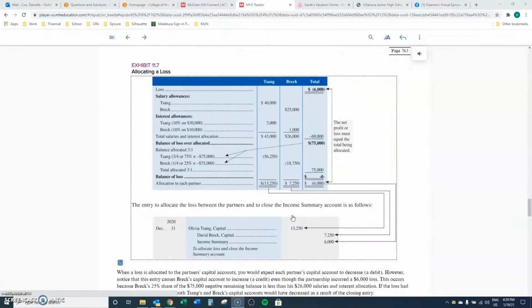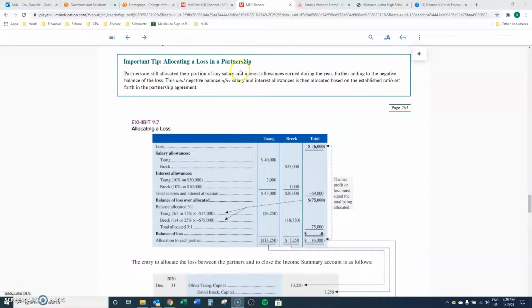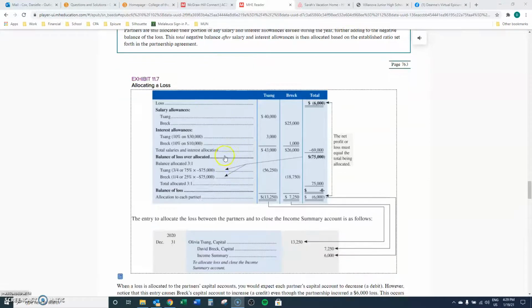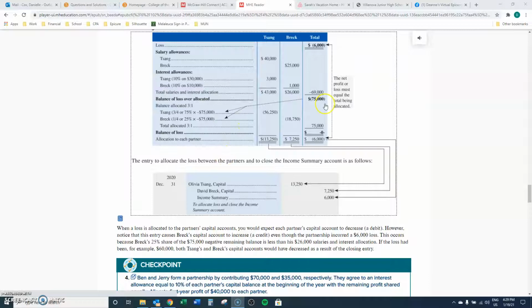I thought it was here somewhere. Oh, here it is. Partners are still allocated their portion of any salary or interest allowances earned during the year, further adding to the negative balance of the loss. This total negative balance after salary and interest allowances is then allocated based on the established ratios set forth in the partnership agreement. Same thing here, but we're just starting with a negative and adding to it.